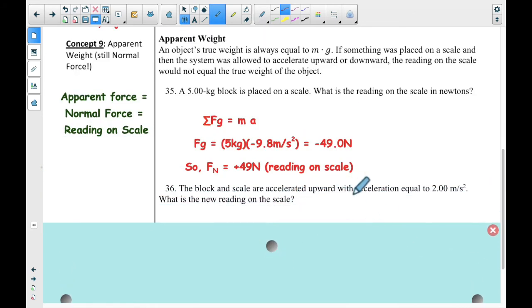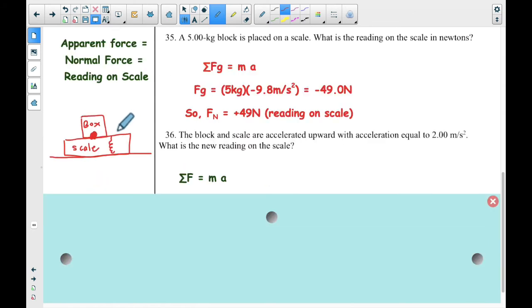Let's say the block and the scale are accelerated upward with an acceleration equal to 2 meters per second squared. What is the new reading on the scale? Okay, what does this even mean? Let me show you what we're even talking about. What we're talking about is we have a box and it's on a scale.